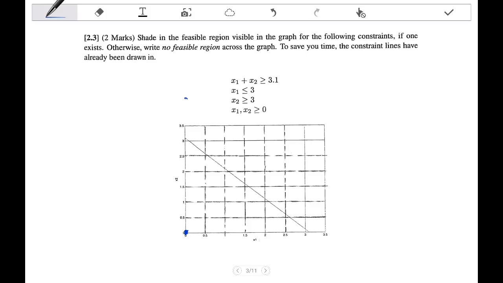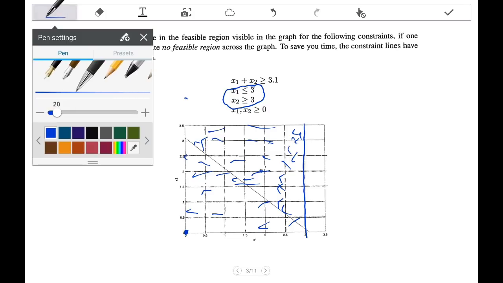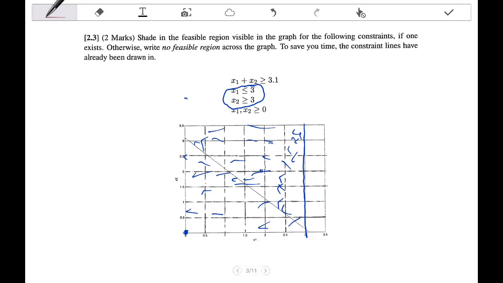Then after that, we have to look at these two constraints. So we have x1 is less than or equal to 3. So 3 is this. Then if they say less than or equal to, they're referring to the whole of this area here. And then let's move on to the second one. It says x2 is greater than or equal to 3. So x2 is this, then greater than or equal to 3. So they're referring to this area here, to this portion.